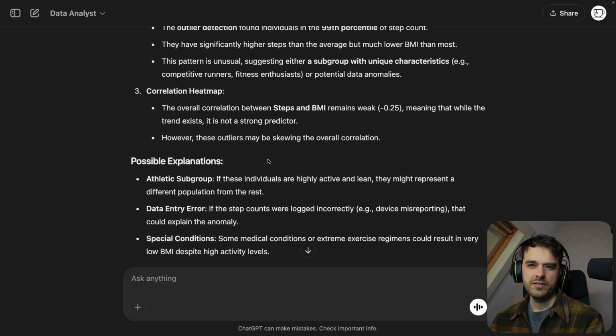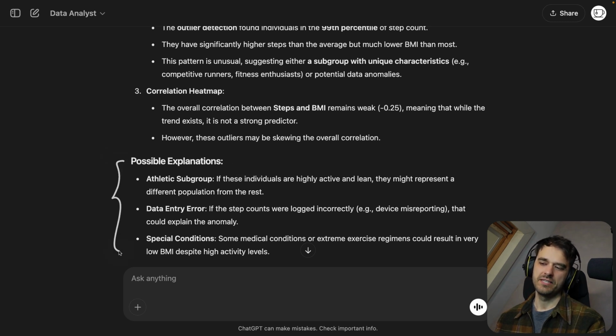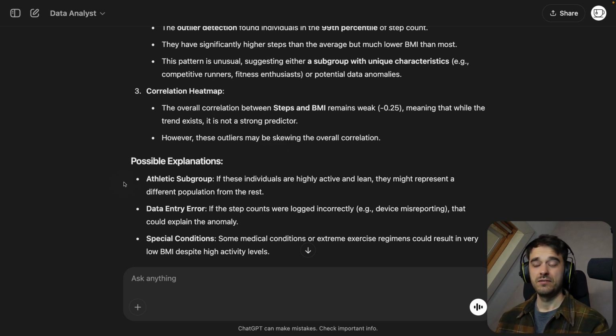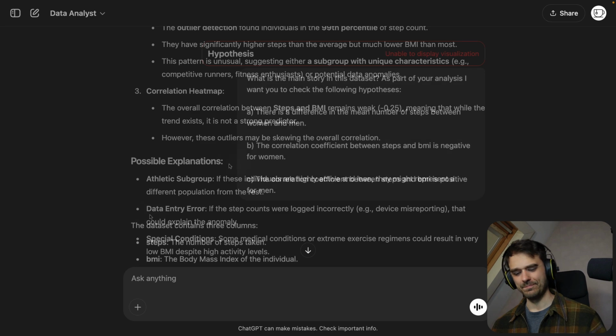To give a little bit of extra credit that I do think is due, one thing I did like at the end over here is it did give me these possible explanations for some of the things that it saw. So there was this concern about a lot of steps, not a lot of steps, very high BMI, very low BMI. And it tends to suggest that there could be an athletic subgroup in the data. It might also be a data entry error. There might also be some special conditions, right? These are not necessarily bad thoughts, but they're not the gorilla I was interested in.